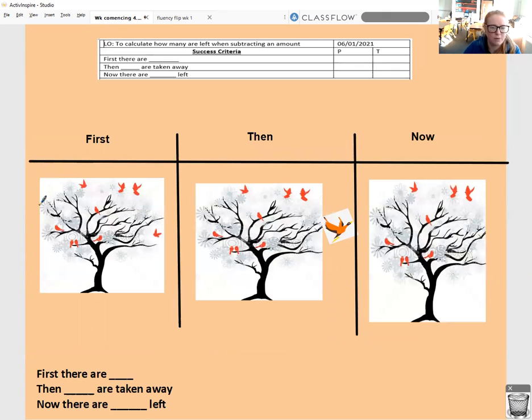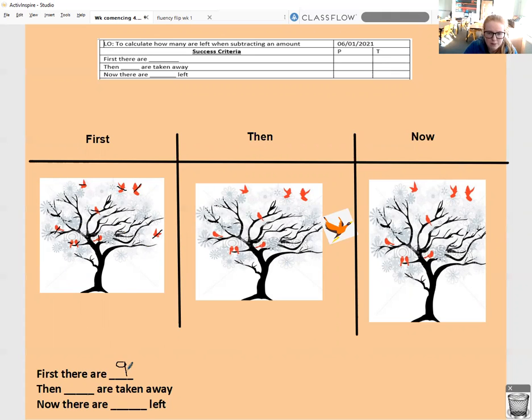Let's have a look at this. Oh, a bit tricky on this one. First, how many birds are in this picture? Let's do careful counting. 1, 2, 3, 4, 5, 6, 7, 8, 9. There are 9 birds. First, there are 9 birds.